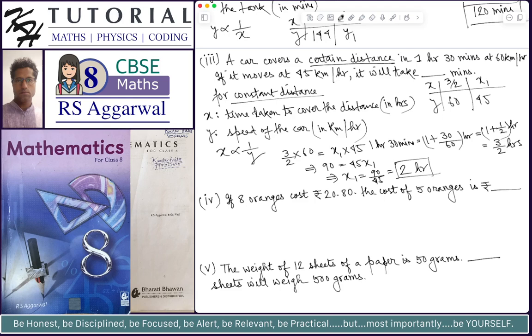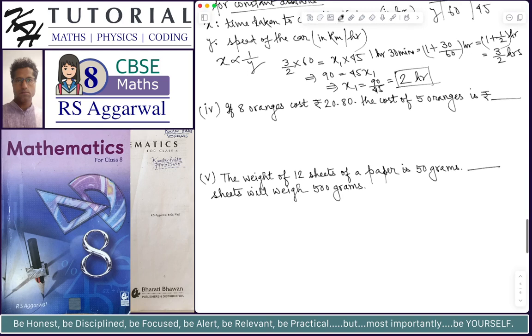So to cover the same distance, if the car is moving at 45 km per hour, it will take 2 hours, and 2 hours is more than 1 hour 30 minutes. Our answer is consistent because the car covers the distance in 1 hour 30 minutes when traveling at a higher speed, that is 60 km per hour. If the car is now traveling at 45 km per hour, that is less speed, then the time will be more, and hence 2 hours is consistent.